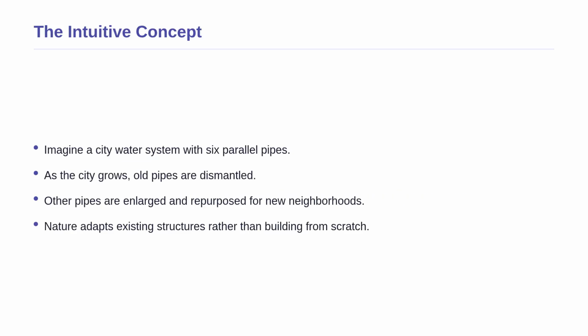To start, imagine a city's water supply system that was originally built as a simple grid of 6 parallel pipes. As the city grows and changes over centuries, some of those old pipes are no longer needed and are dismantled. Meanwhile, other pipes are enlarged and repurposed to serve entirely new, modern neighborhoods. This is exactly what happened to the blood vessels near the heart of vertebrates. Nature brilliantly adapts existing structures rather than building entirely new ones from scratch.